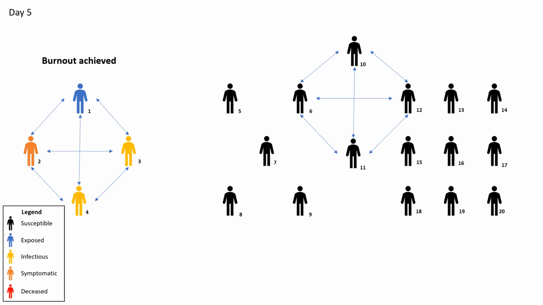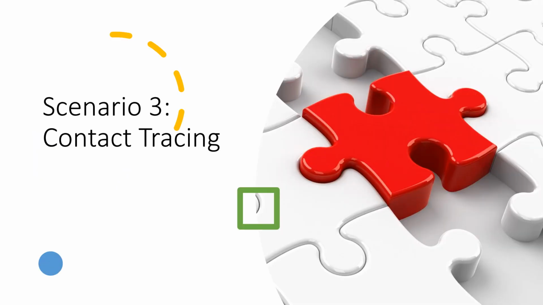Now that doesn't mean that it can't come back if someone from outside of the community who's infectious comes into it and infects someone, but with these really strict measures, we can really substantially reduce the disease burden.